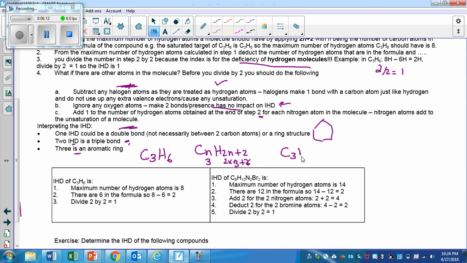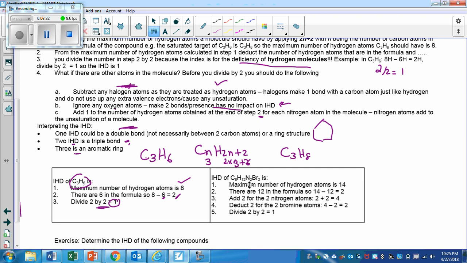So C3 should have 8 hydrogen atoms. So the maximum number of hydrogen atoms is 8. I have 6. So when I subtract, I get 2. I always divide by 2, so the hydrogen IHD is 1. This is for a plain hydrocarbon.